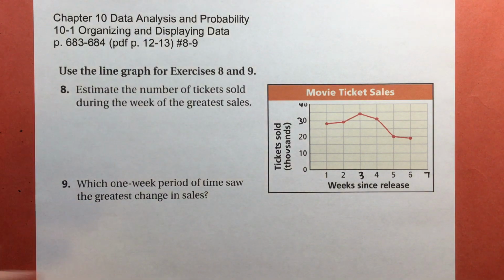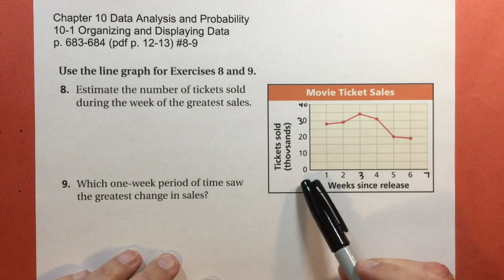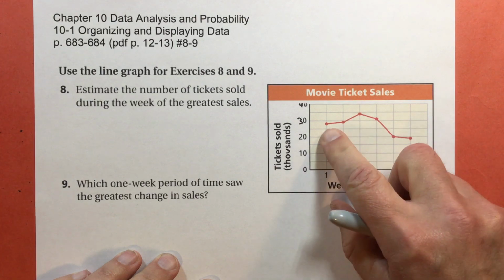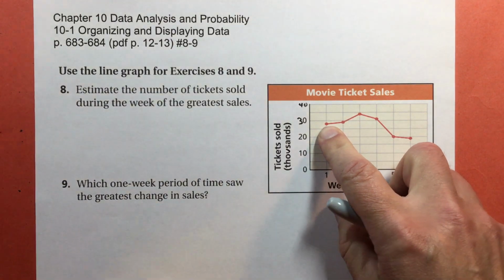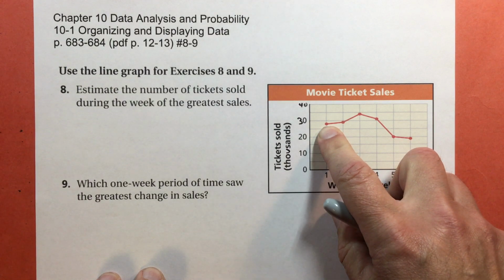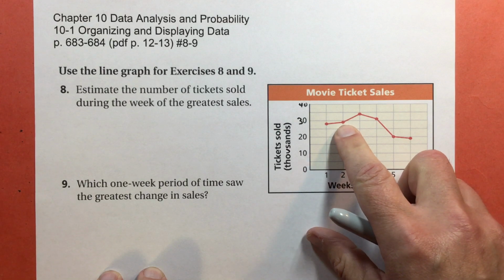So in this case we have movie ticket sales. This one particular movie was released. After 1 week, it sold, looks to be almost 30,000, maybe 28,000 tickets. That's really not a lot. Must have been an independent movie. 2 weeks, didn't change much.